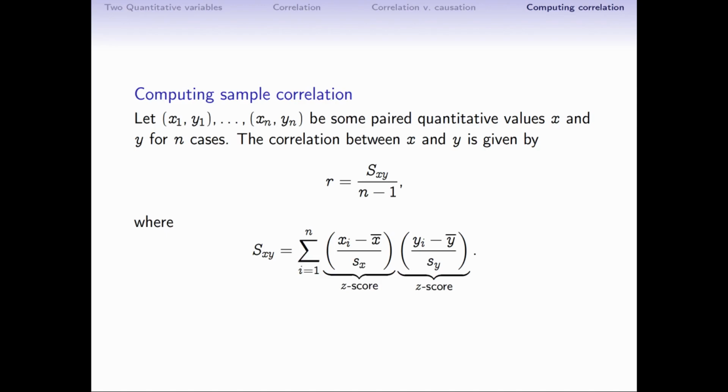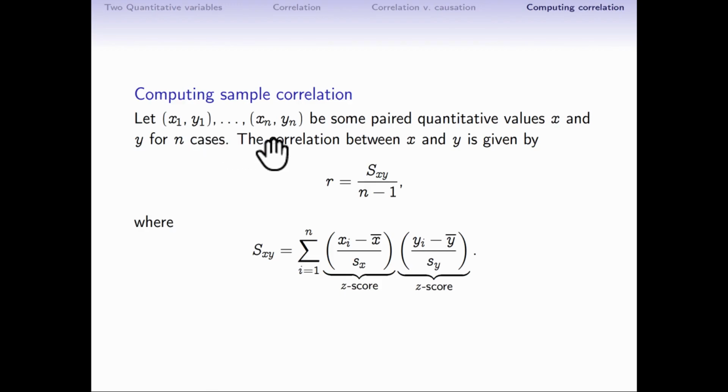All right, computing sample correlation. Let x1, y1 up through xn, yn be some paired quantitative values x and y for some number of cases n. So at this point, if you want something concrete to latch onto, let's think about the very first example we looked at. This might be player number 1 and his offensive rebounds and his defensive rebounds.